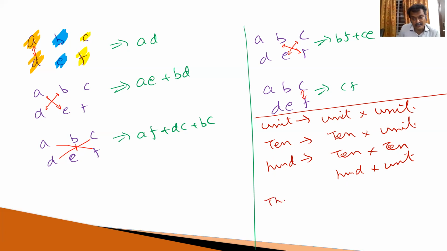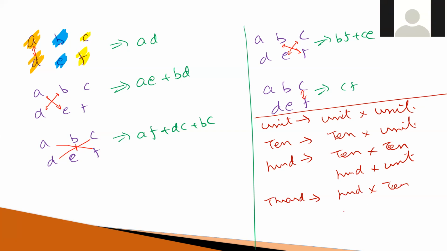Okay. Next, 1000. How will you get 1000? 100 into tens. 100 into 10 or 10 into 100. Next, any more? 1000 into unit. Ah, yes. 1000 into unit. Any more? No more.